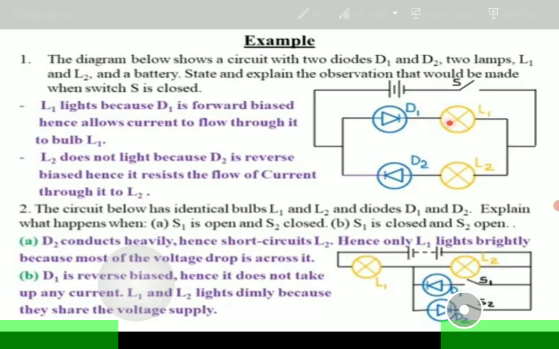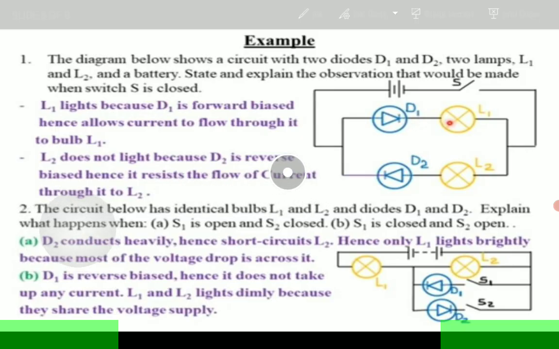Take note of the connections. This diode has its n end connected to the negative, which means it's forward biased. So current will simply flow through the external part and not through lamp 2. So lamp 2 will not light. So in this case only L1, lamp 1, is going to light.